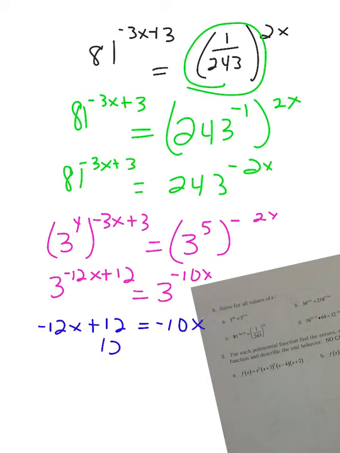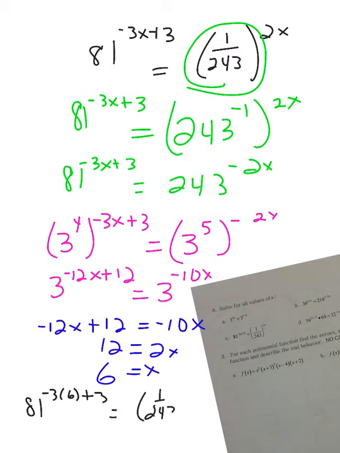So add 12x, sorry. I get 12 is equal to 2x, so x is equal to 6, and now you're going to check it. So it's 81 raised to the negative 3 times 6 plus 3 equals 1 over 243 raised to the 2 times 6 power. All right, so let's check it. Okay, so I just checked it, and they do both work out. You get the same decimal.